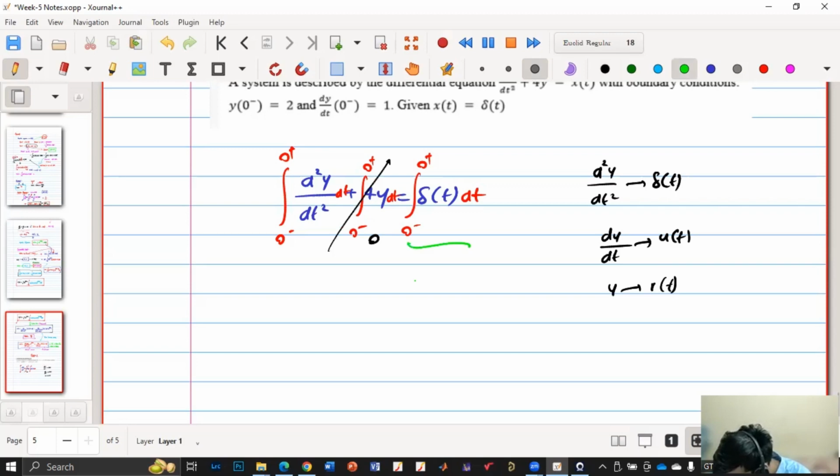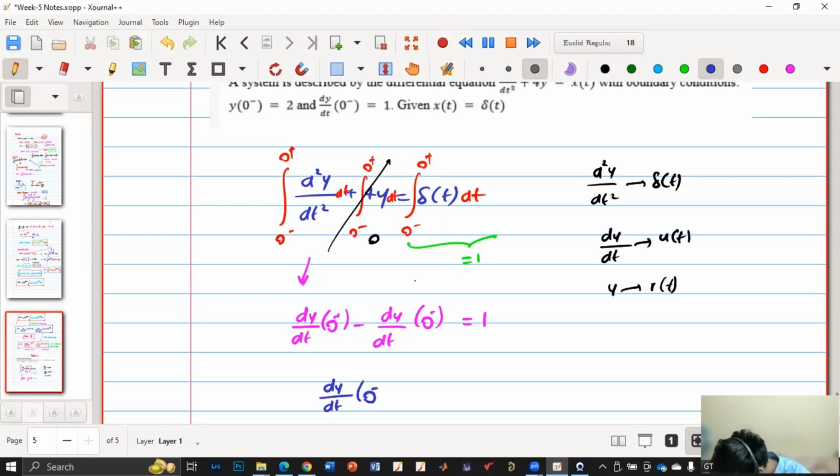And my RHS is equal to 1, because that is what the impulse function is all about. My LHS can be written as dy by dt at 0 plus minus dy by dt at 0 minus, is equal to 1. Now dy by dt at 0 plus is equal to 1 plus 1, 2.